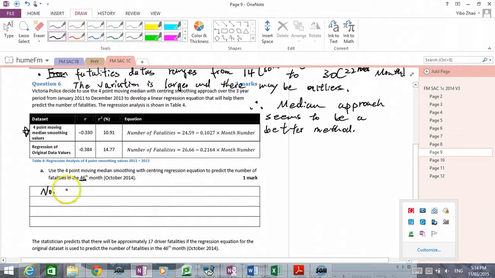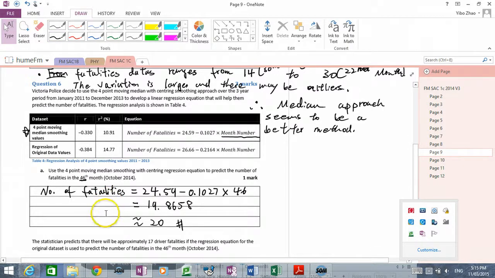The number of fatalities must be 24.59 take away 0.1027 times 46, and we put 46 in as the month number. Type it in your calculator, and you should have 19.8658 fatalities. But remember, the number of fatalities should be a whole number, so your final answer should be 20. I can't have 19.8 people die.